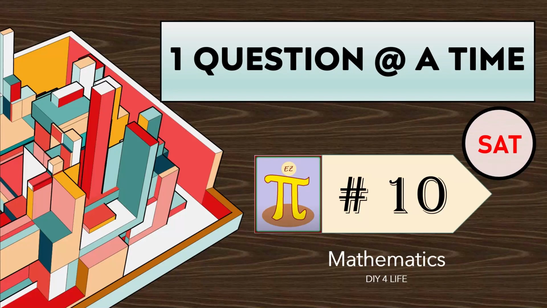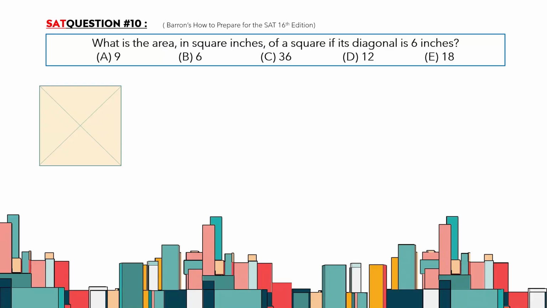Question number 10. What is the area in square inches of a square if its diagonal is 6 inches?